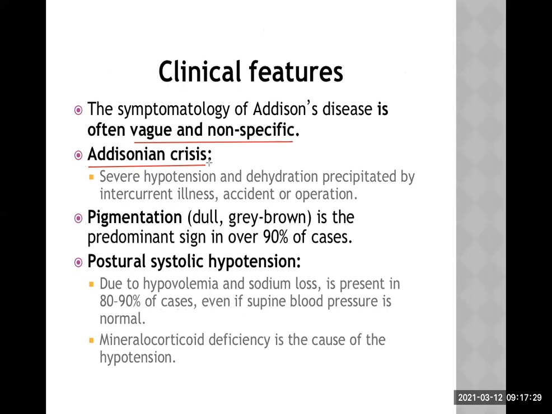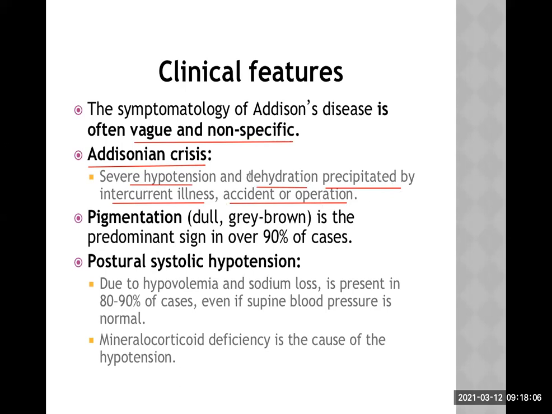This is a very serious condition where there is a lack of glucocorticoid hormone inside the body, because of different reasons. Now, look at this reason. They may be precipitated by intercurrent illness, accident, or operation, where our body demands more cortisol, but our adrenal gland cannot produce that amount of cortisol. As a result, the person may suffer from severe hypotension and dehydration, and there may be death.